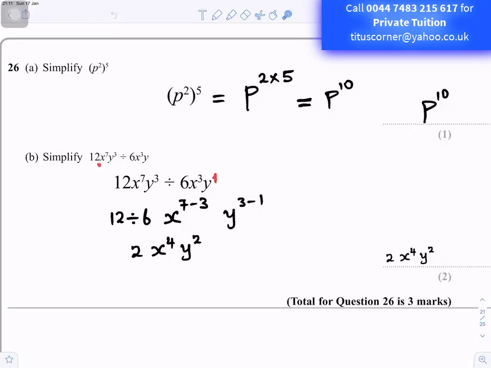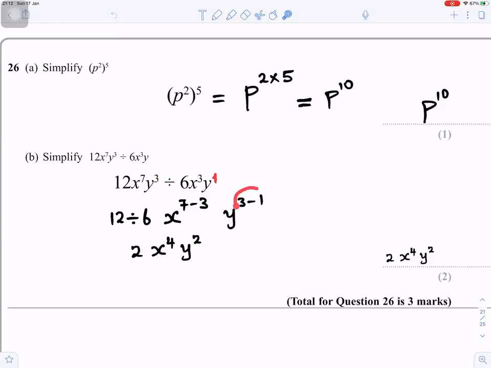Simplify 12x to the power 7 y cubed divided by 6x cubed y. You divide the numbers: 12 divided by 6 gives you 2. For x to the 7 divided by x cubed, you subtract 7 minus 3, which gives you 4. And y cubed divided by y to the power 1 is 3 minus 1, which gives you 2. So your answer is 2x to the 4 y squared.